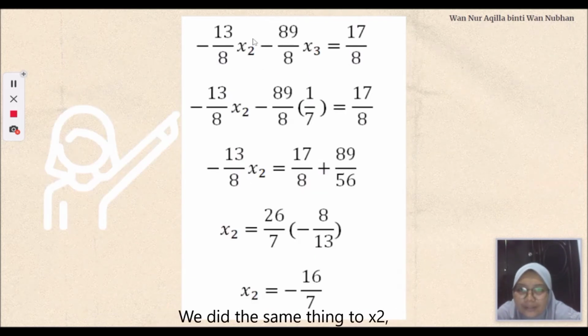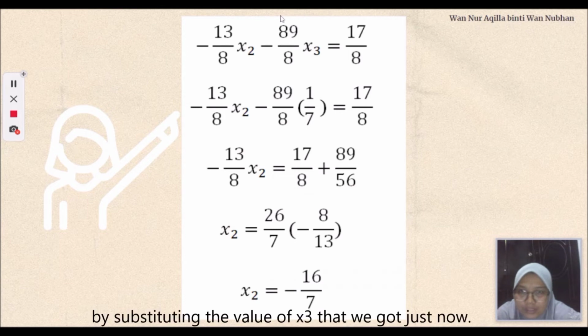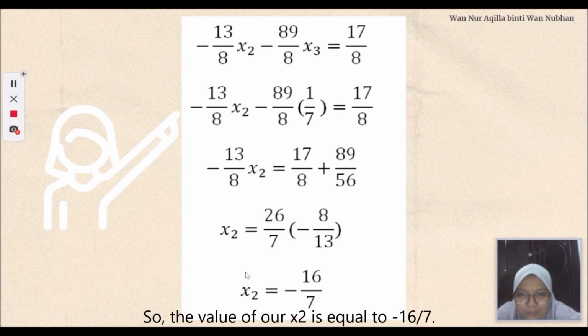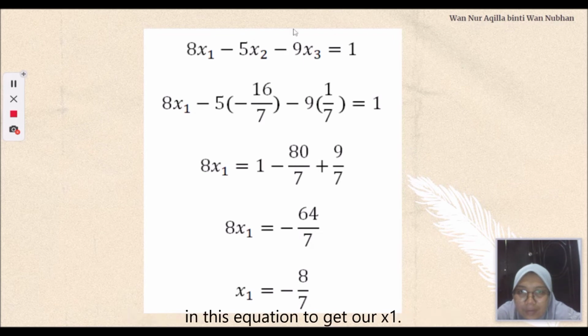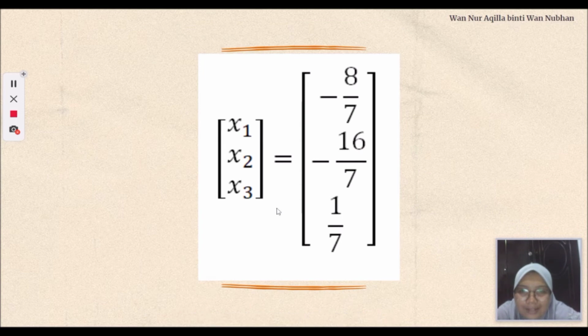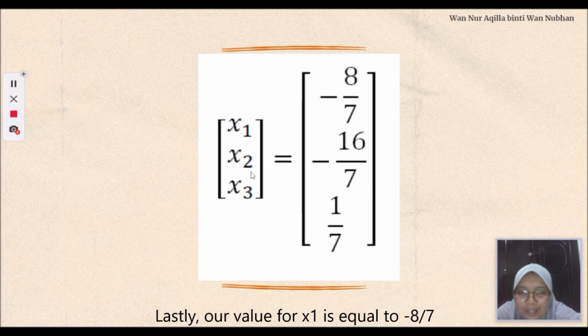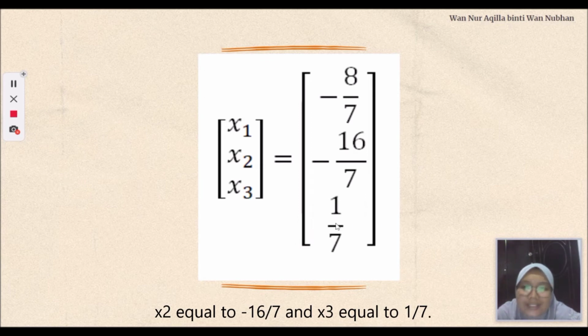So we will continue with our x2 and do the same thing by substituting the value of x3 that we got just now. So the value of our x2 is equal to negative 16/7. Lastly, we will substitute the value of x2 and x3 in this equation to get our x1. So our x1, finally, we will get negative 8/7. We show our values here: x1 is equal to negative 8/7, x2 is equal to negative 16/7, and x3 is equal to 1/7.